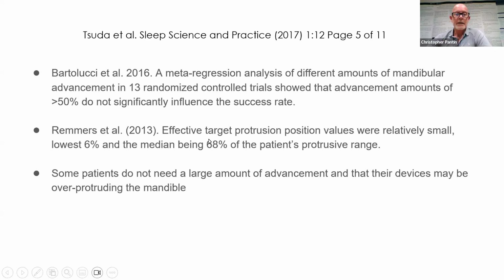So Remes in 2013, his study showed effective target protrusion positions were relatively small. The lowest was 6% and the median was 68% of the patient's protrusive range. And this gets back to not suggesting that less than 5 millimeters isn't going to work. And it's also telling us that the median is significantly greater than 50%, and in fact 68%. And there's even consensus that you should start a splint at 70%, which I don't agree with either. Clinically, I just don't see that. Of course, patients end more than that, but that's very personalised.